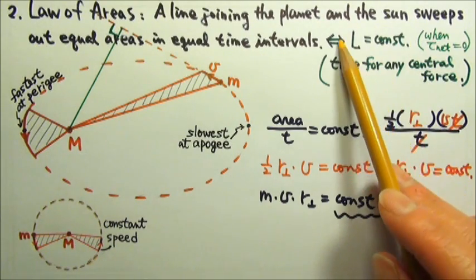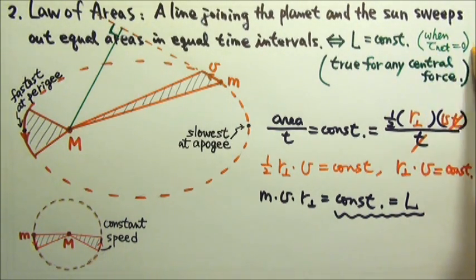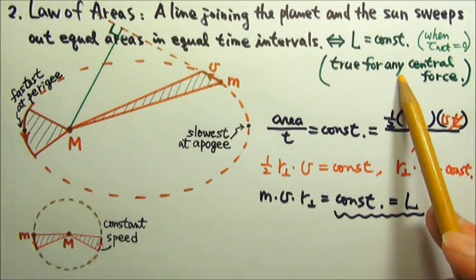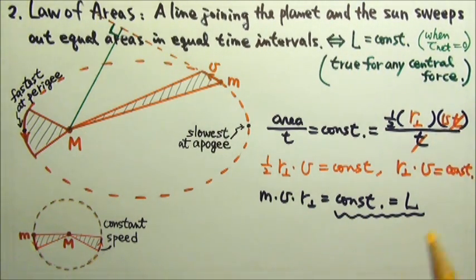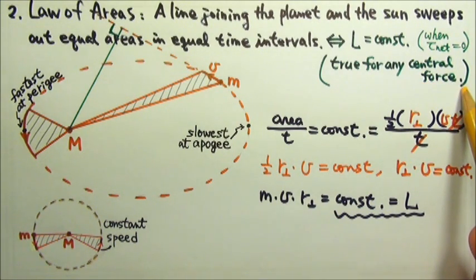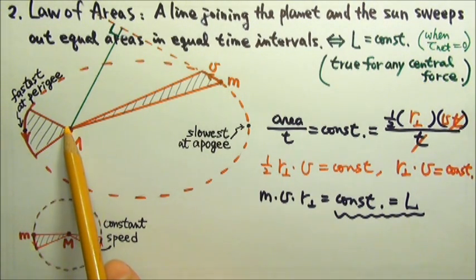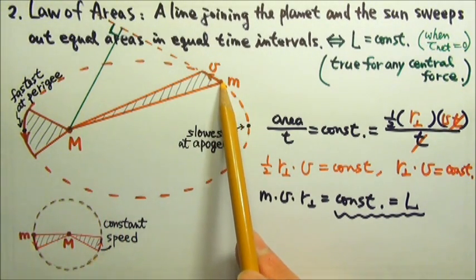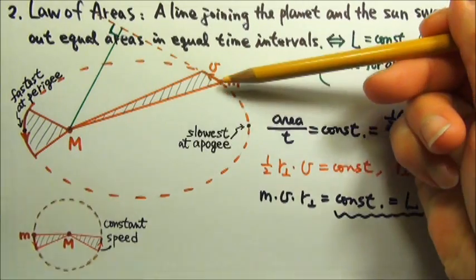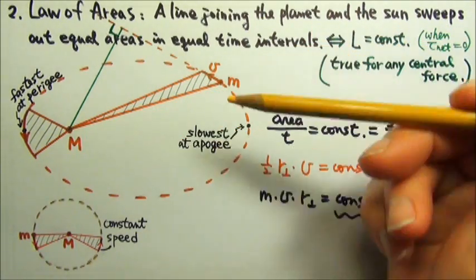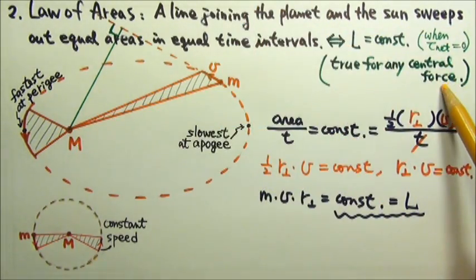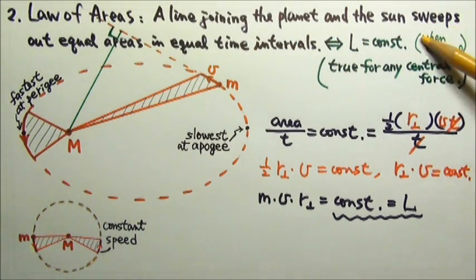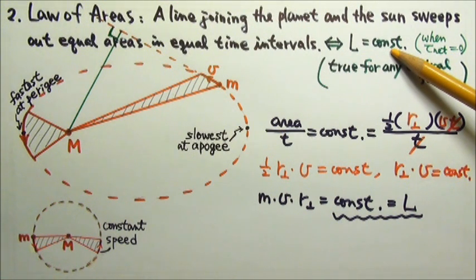Since the angular momentum is conserved when the net torque on the object is 0, this is true for any central force. Central force means the line of force goes through the center. The gravitational force is the only force acting on the planet, and the gravitational force does go through the center. So the gravitational force is a central force, and the central force has 0 lever arm, therefore 0 torque, so we have the conservation of angular momentum.